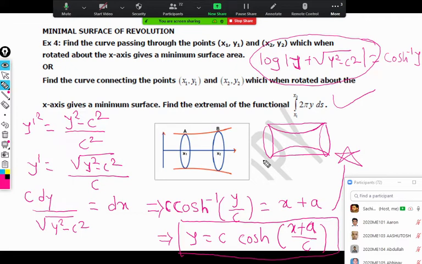So already I told you there are three standard examples. Two of them we finished. First is the minimum length between two points, which is a straight line. Minimum surface area for revolution about the x-axis is the catenary. Catenary is the answer.